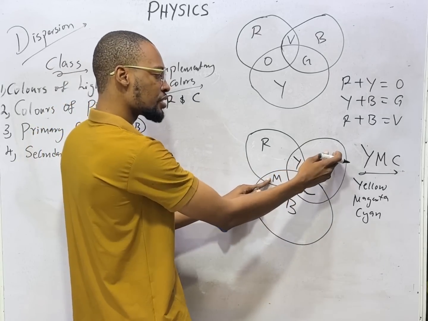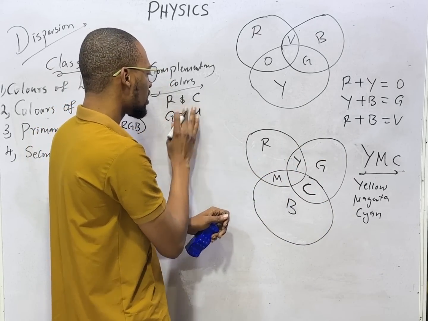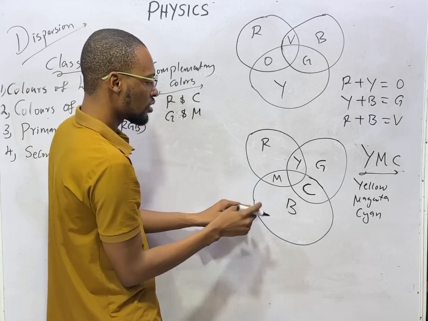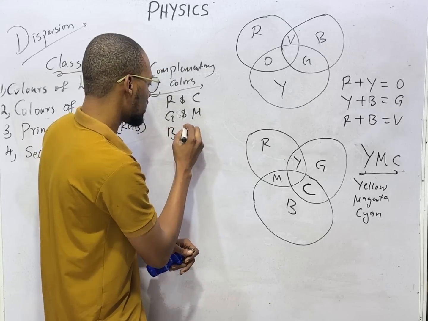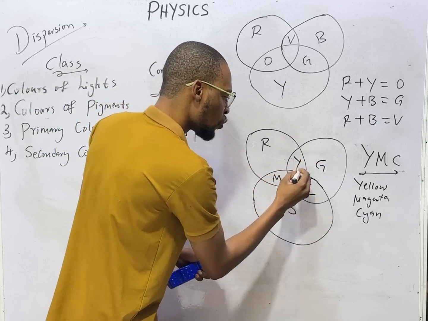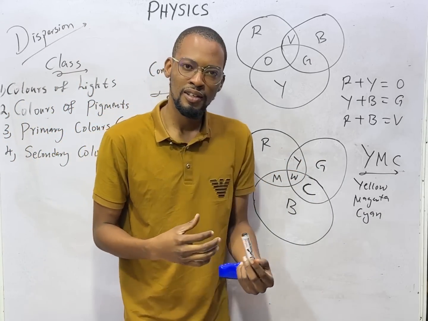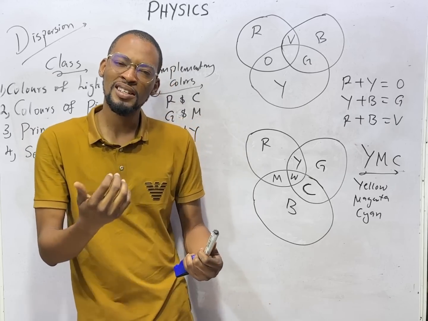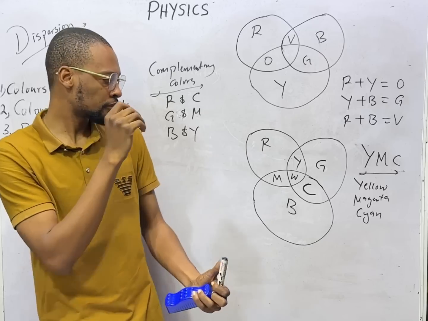This is magenta, this is green. They are facing, so green and magenta are complementary. This is blue and this is yellow. So blue and yellow are complementary. And everything together will give you white. So let us proceed. Color mixing is gradually coming in and gradually getting very, very interesting.